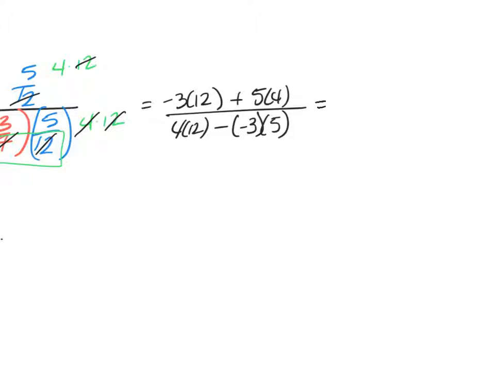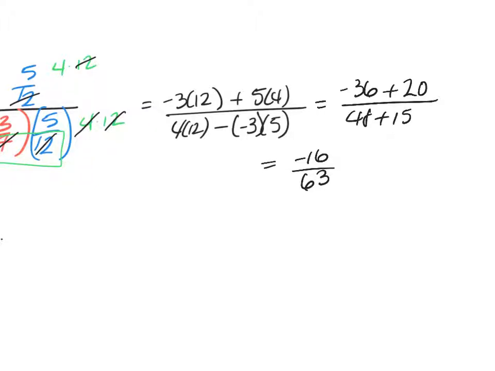Okay, in the numerator, I'm going to get negative 3 times 12, so that's negative 36. And then 5 times 4, which is 20. 4 times 12, which is 48. And then it's a plus because it's a minus minus, so it's plus 15. What do we get in the numerator? Negative 16. What do we get in the denominator? 63? Is that as good as it gets? Can I reduce any more? Nope. So there is the answer in all its loveliness.